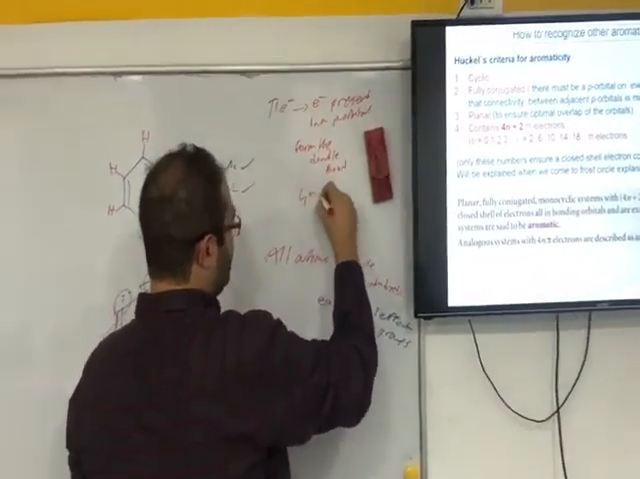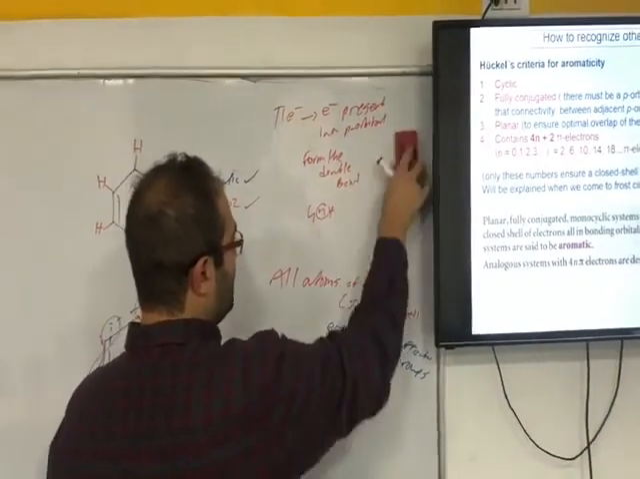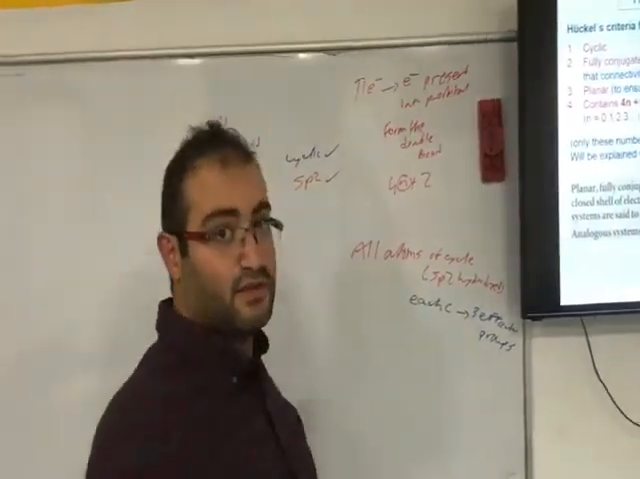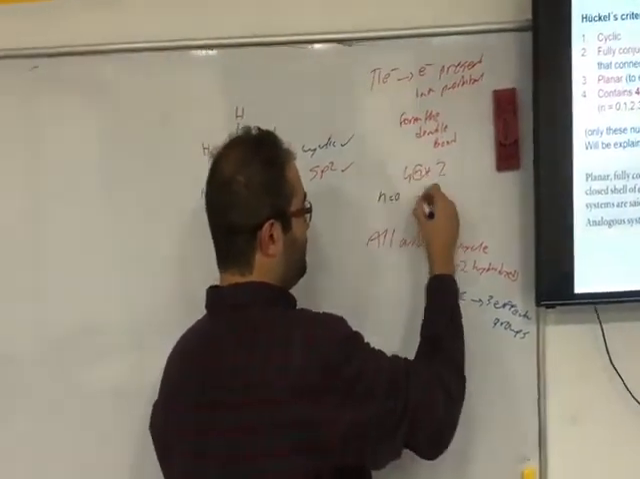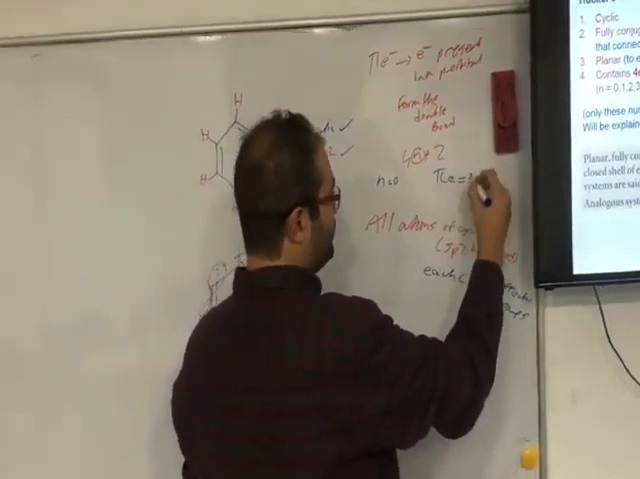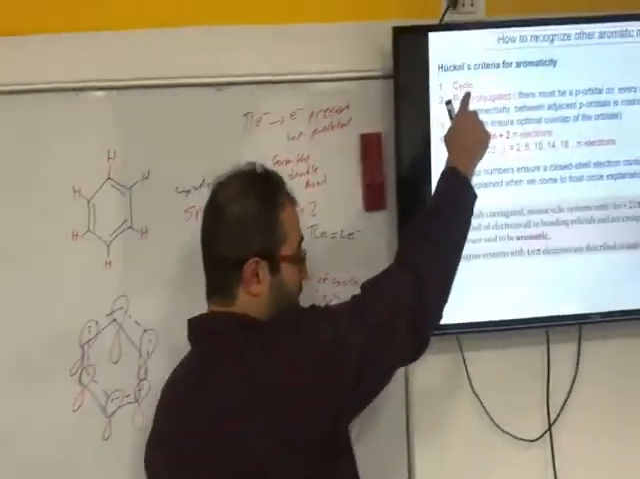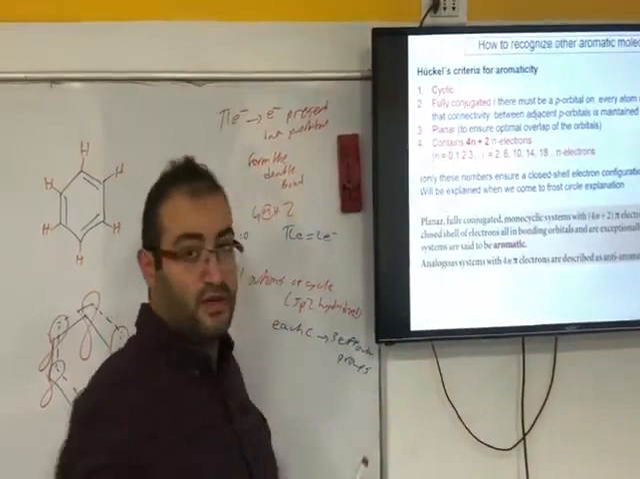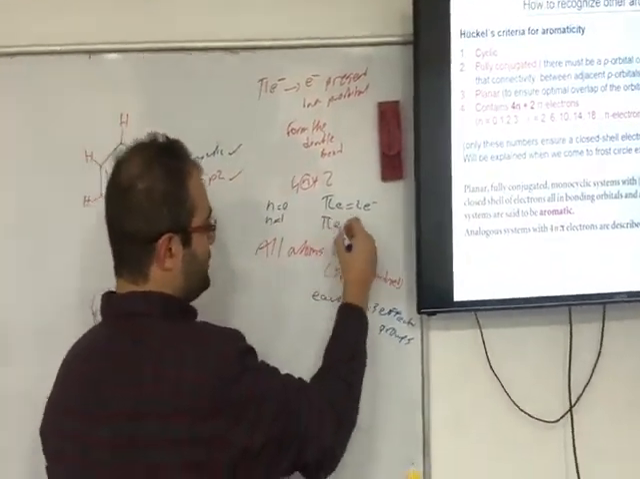So what does it mean for 4n plus 2? n is an integer. We are going to substitute with different numbers and see the number of electrons. If n equals 0, the number of pi electrons is going to be equal to 2, which means that if a structure is cyclic, fully conjugated, planar, and contains 2 pi electrons, it's going to be aromatic. And if n equals 1, the number of pi electrons equals 6.